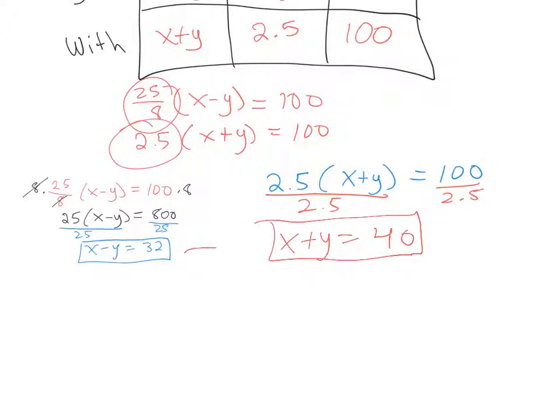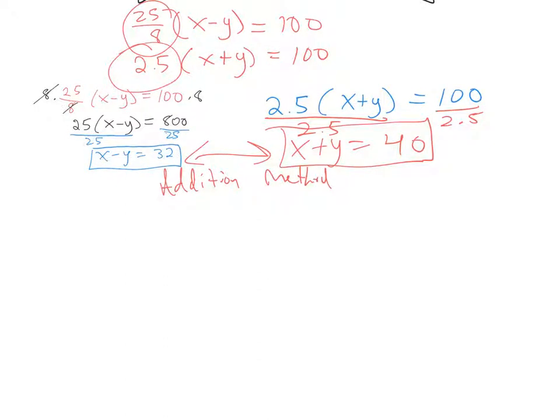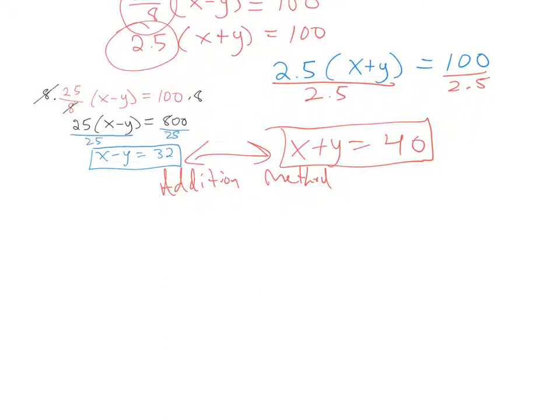Nice. Now we have the two equations. What I suggest using is the addition method, and that's the method that we looked at yesterday. Let's erase all this and move things out of the way. Let's work with these two equations. Our first equation is x minus y equals 32. Our second equation is x plus y equals 40. What's nice about this is it's already ready to add. I don't need to change a thing. So let's add these two equations.